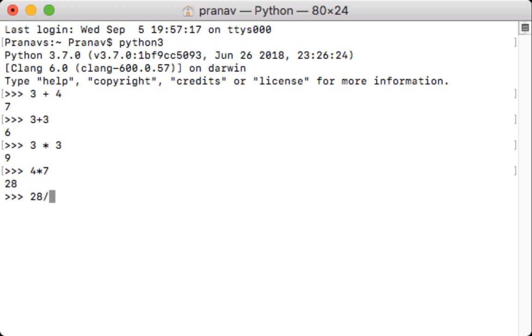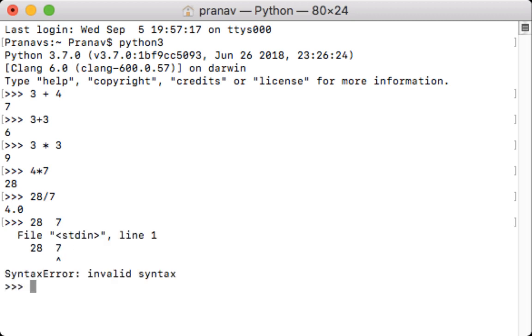Now, 28 divided by 7. For division, just use the slash, not the regular divide sign. You get 4.0. And remember, just like I said about spacing it out, if you ever see me do something like this in any of our future videos, oops, sorry, I didn't do the slash, 28 divided by 7, just know it's the same exact thing.